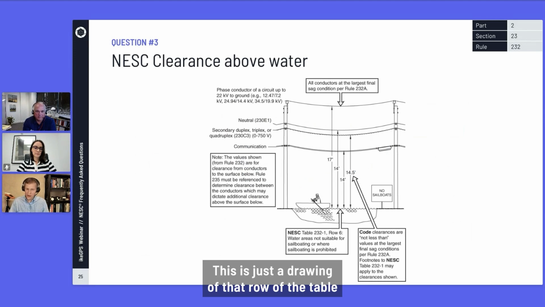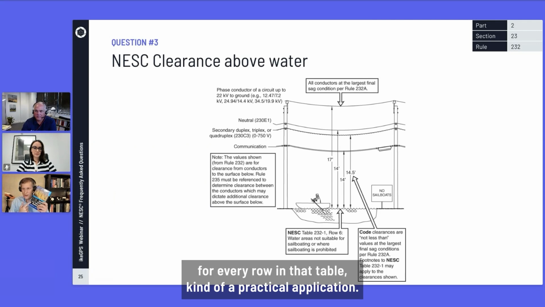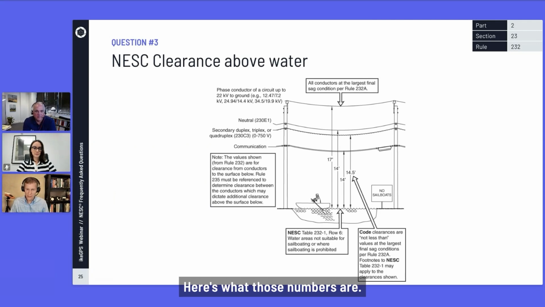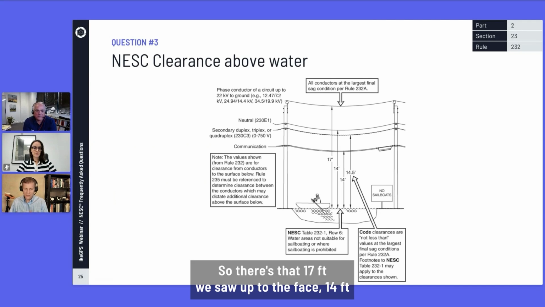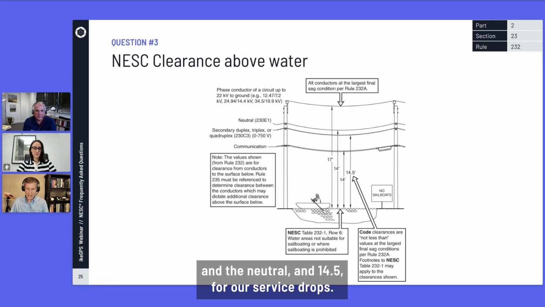So this is just a drawing of that row of the table. The McGraw-Hill NESC handbook has a drawing for every row in that table, kind of a practical application. Here's what those numbers are. So there's that 17 feet we saw for the phase, 14 feet for both the communications and the neutral, and 14.5 for our service drops.